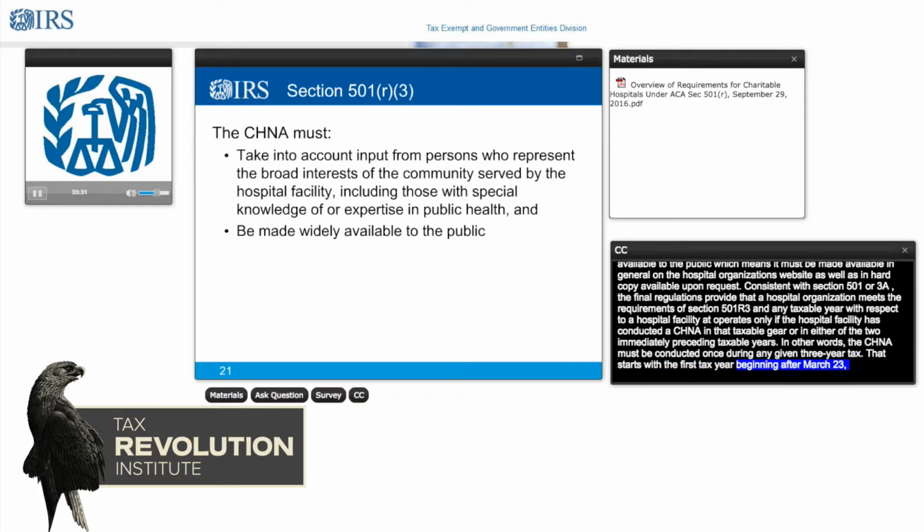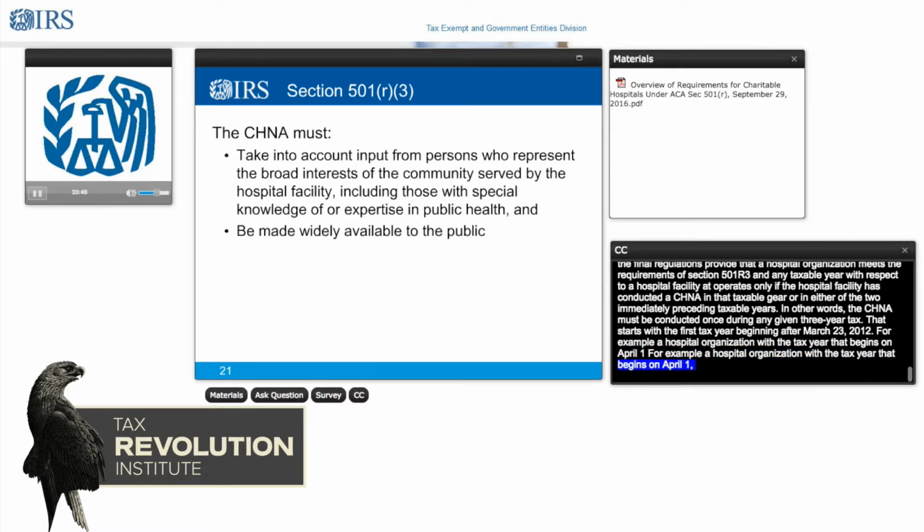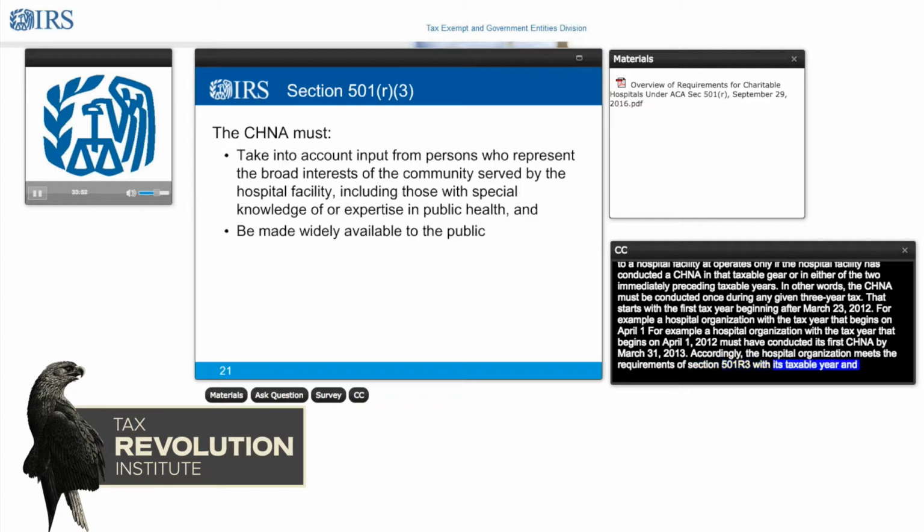For example, a hospital organization with a tax year that begins on April 1, 2012 must have conducted its first CHNA by March 31, 2013. Accordingly, the hospital organization meets the requirements of Section 501(r)(3) with respect to its 2012 taxable year and would not be required to conduct another CHNA until 2015.